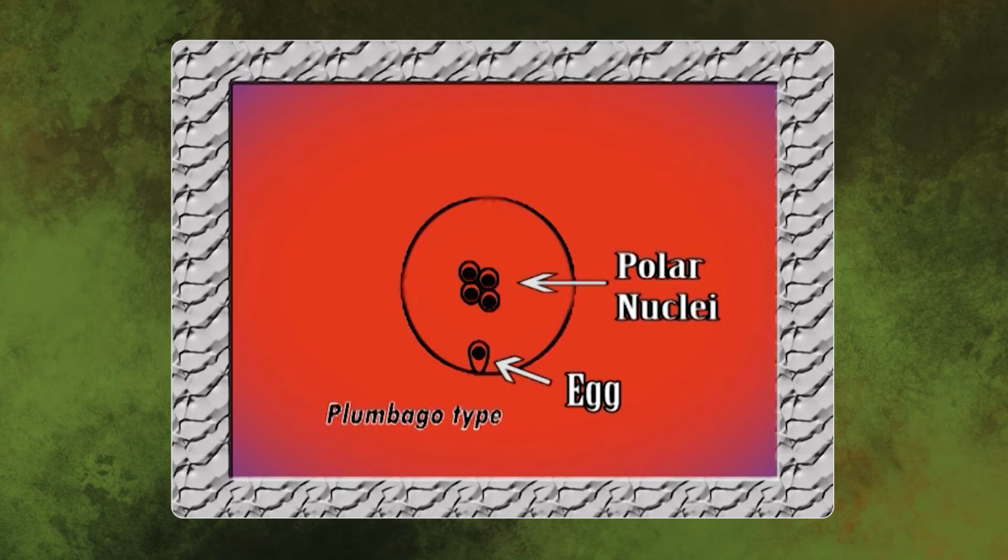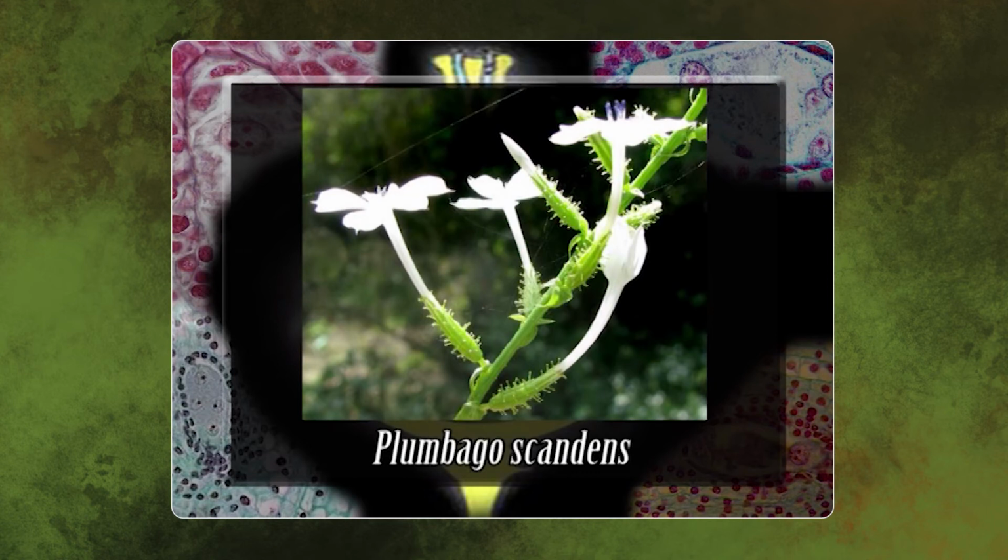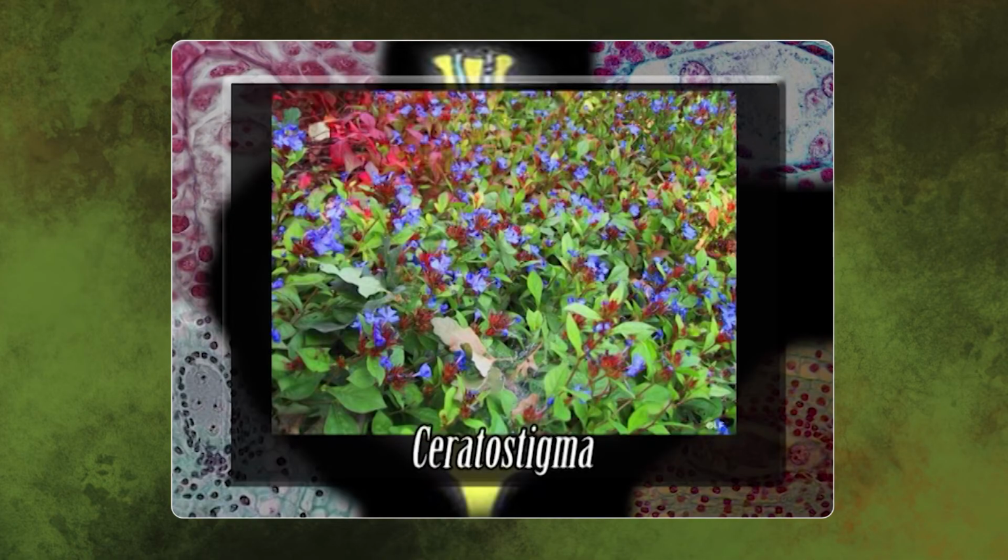Synergids are entirely absent. The Plumbago type also occurs in Plumbago coccinea and Plumbago scandens. This type was also found in 2 genera of Plumbaginaceae, namely Ceratostigma and Vogelia, and is not known outside this family.